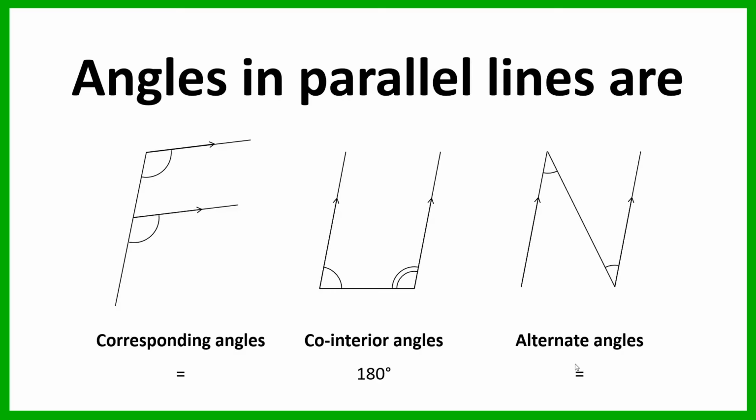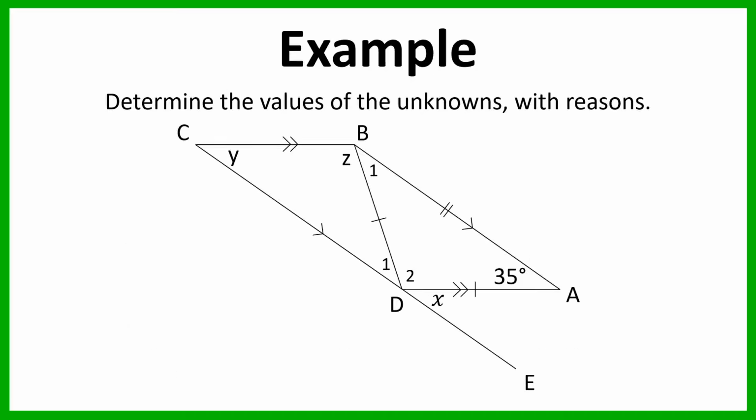Okay, so now let's go and have a look at some examples where we're going to be solving problems using angles at a point and angles where we have parallel lines that are being cut by a transversal. Here's our first example. In this example, we've got AB, which is parallel to CE. We've got BC, which is parallel to AD. They've told us that BD is equal to AD. They've told us that angle A is 35 degrees, and we need to work out the sizes of X, Y, and Z. Okay, so let's go and have a look at how we would solve this problem.